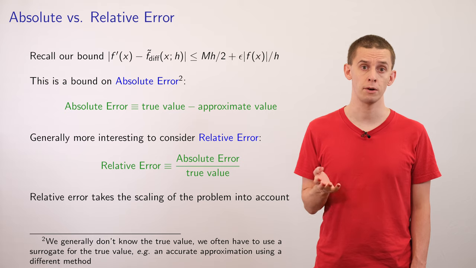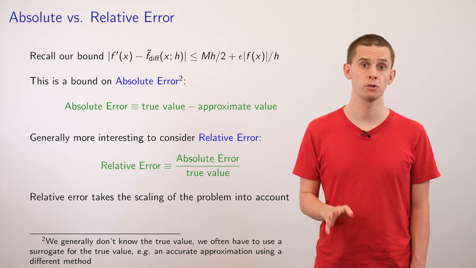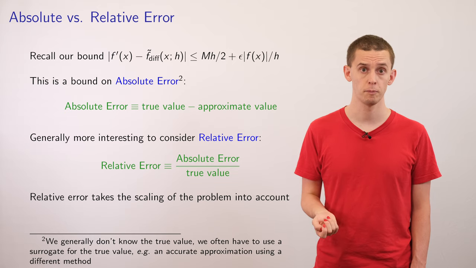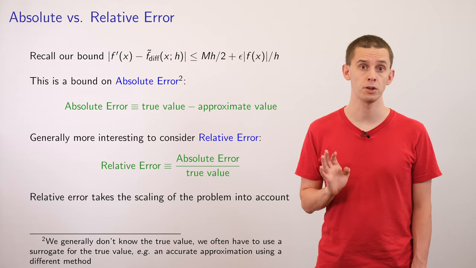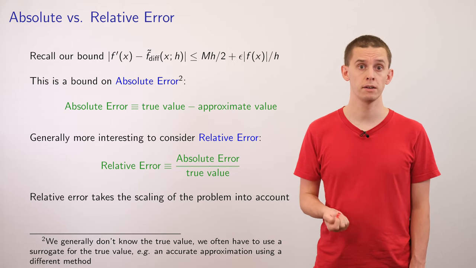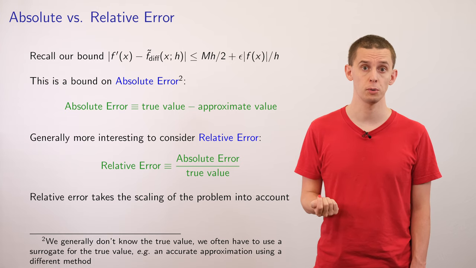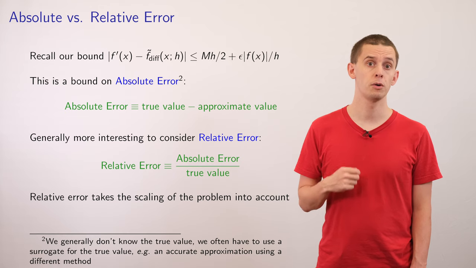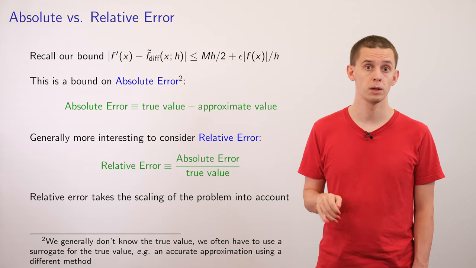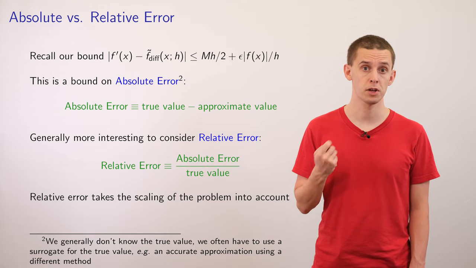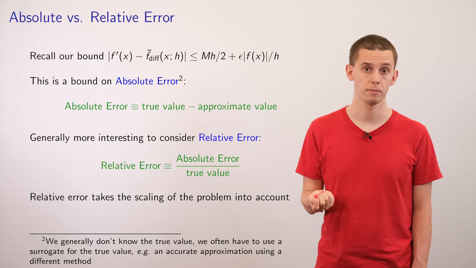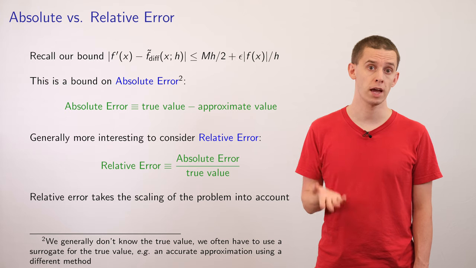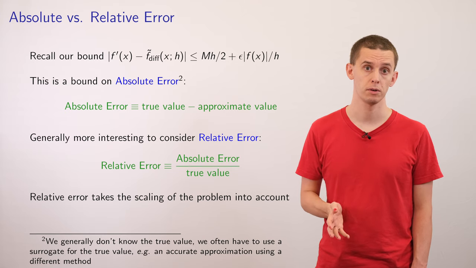So let's revisit the error bound that we derived. We looked at the difference between the analytical derivative and the numerically computed one. And this is a bound on the absolute error, which is defined as the difference between the true value and the approximated value. It's often more interesting to look at the relative error, where we take the absolute error and we scale it by the true value. Relative error is more interesting because it takes the scaling of the problem into account.